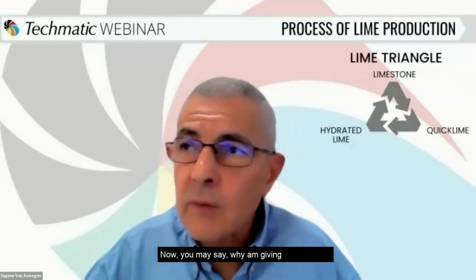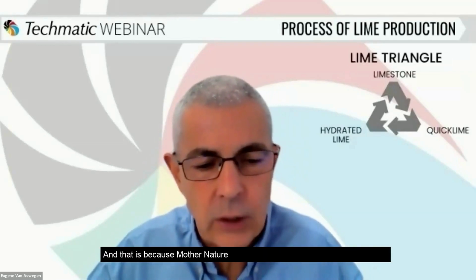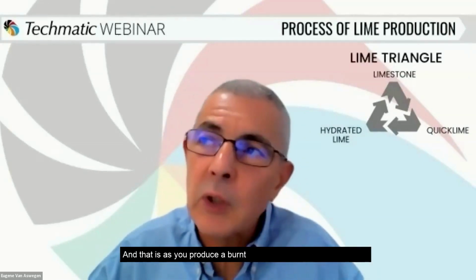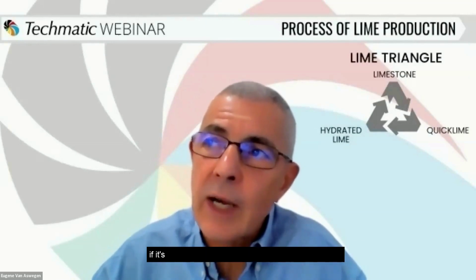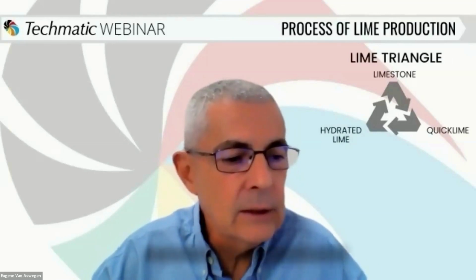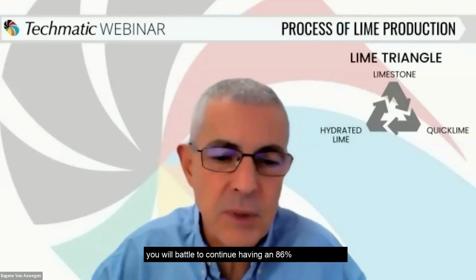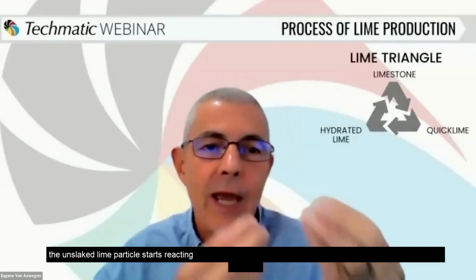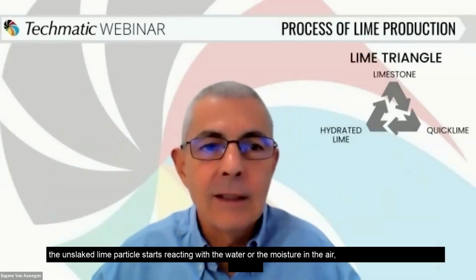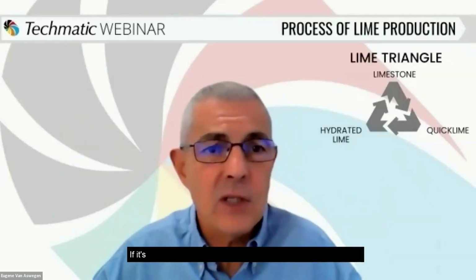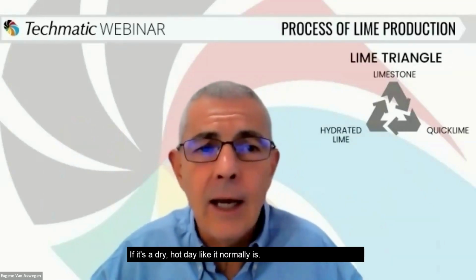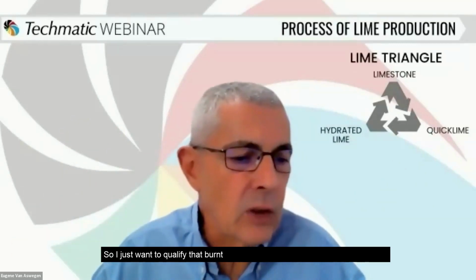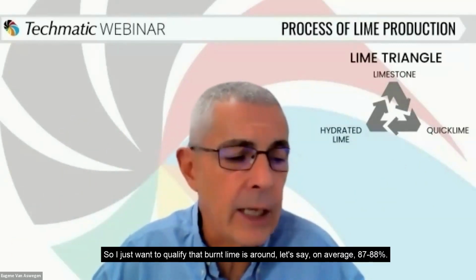Now, you may ask why I am giving you a range. That is because Mother Nature and burnt lime have a love-hate relationship. As you produce a burnt lime and it comes out of the kilns, if it's raining in the Northern Cape on that specific day, you will battle to continue having an 86% available lime, because, as Karsten alluded to earlier on, the unslaked lime particle starts reacting with the water or the moisture in the air, which reduces your available calcium. If it's a dry, hot day, like it normally is, 89, 90% is quite achievable. So I just want to qualify that burnt lime is on average around 87, 88%.